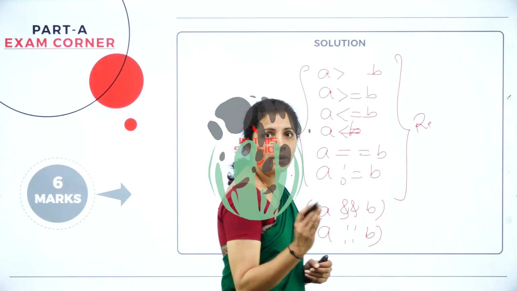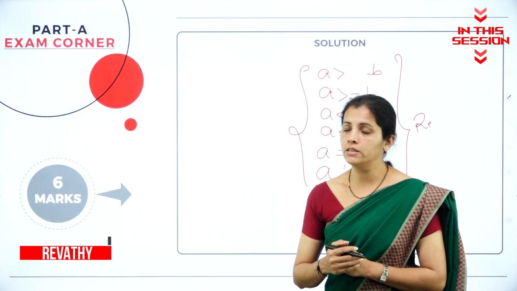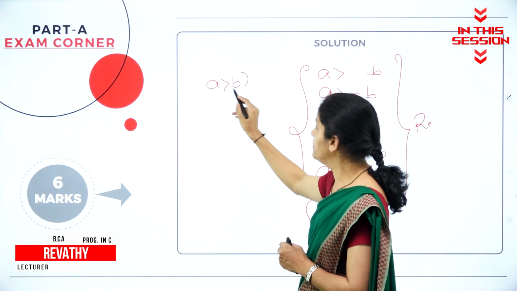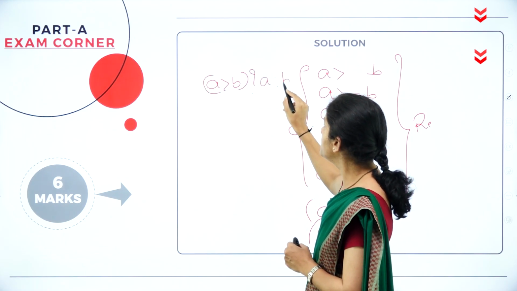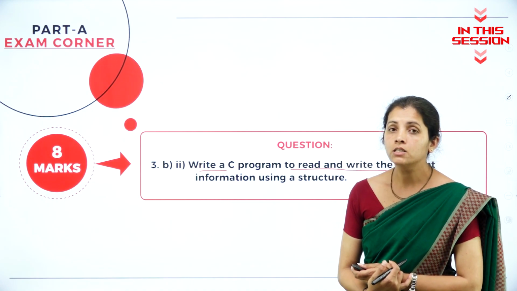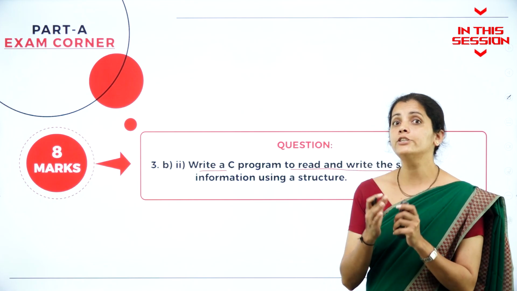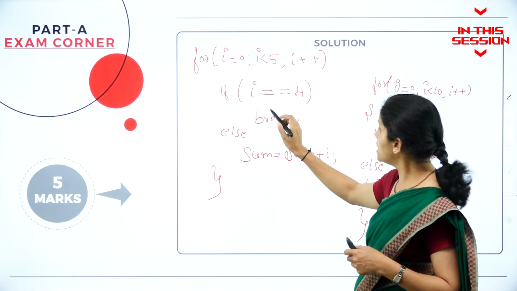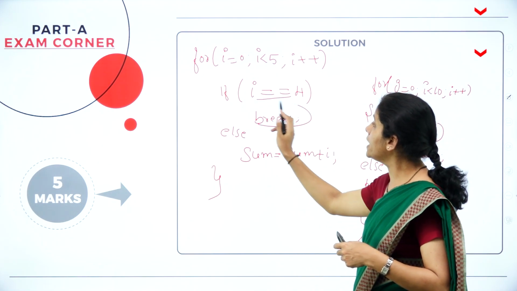Here, conditional operators are nothing but the ternary operators. If I have A greater than B, question mark, A colon B. What is structure? So here structure is nothing but a collection of heterogeneous elements. Here if I consider this example, when I is 4, what I'm going to do? I'm going to exit here.